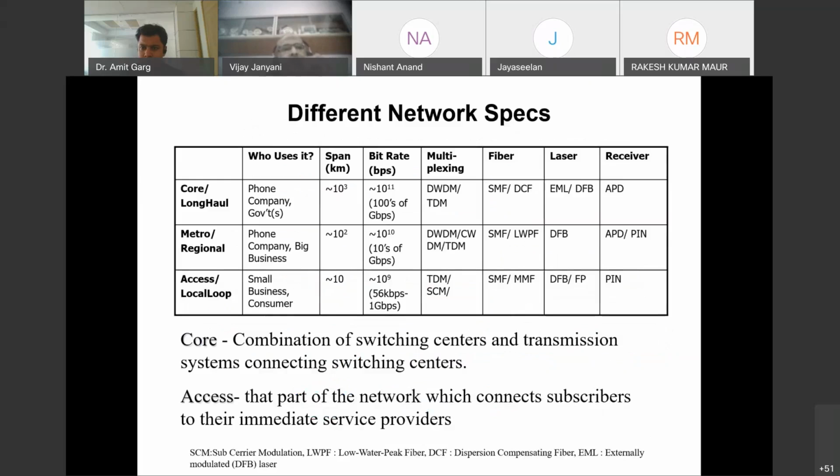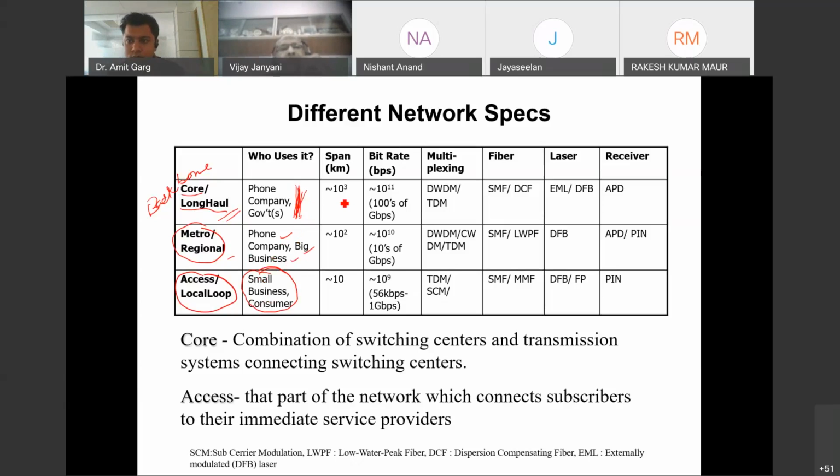So how do you actually compare these different networks on various parameters? Core network, long haul, or sometimes also called backbone network. Then you have metro or regional, and access or local loop. Actually, core and long haul networks are used only by very big companies like Lucent or maybe Siemens, which are handling very big data over long distances. Metro may be operated by phone companies or big businesses, and access by small businesses and consumers.